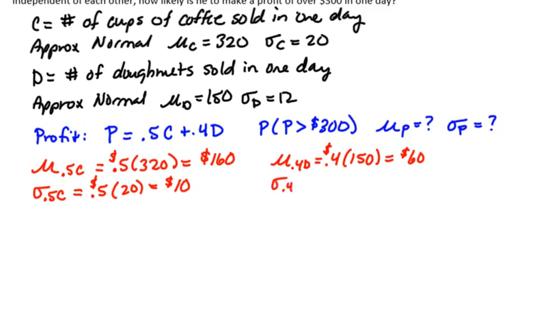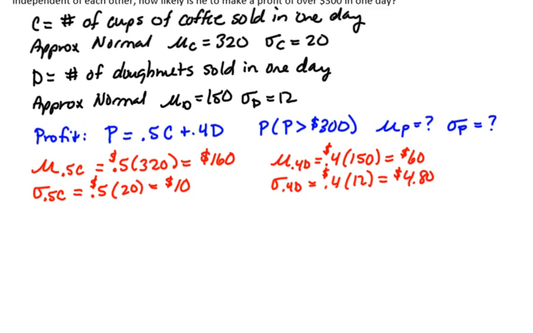Sigma of 0.4 times the donuts would be 0.4, this is in dollars, times 12, which turns out to be a profit of a standard deviation of $4.80 on the profit for donuts.